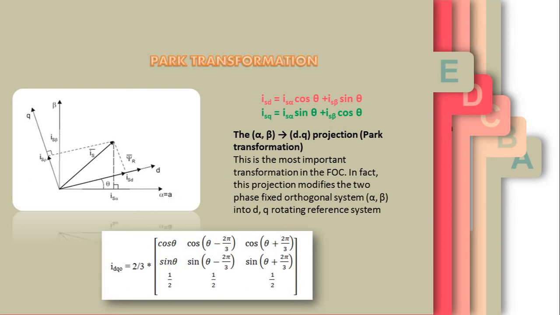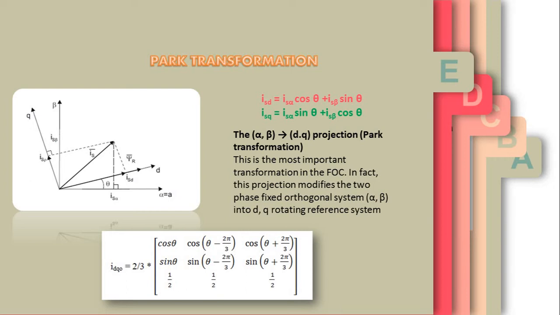If we consider the d-axis aligned with the rotor flux, the vector diagram shows the relationship between the two reference frames for the current vector, which is given on the left side of the slide. Theta is the rotor flux position in the vector diagram. The torque and flux components of the current vector are determined by the ISD and ISQ equations.